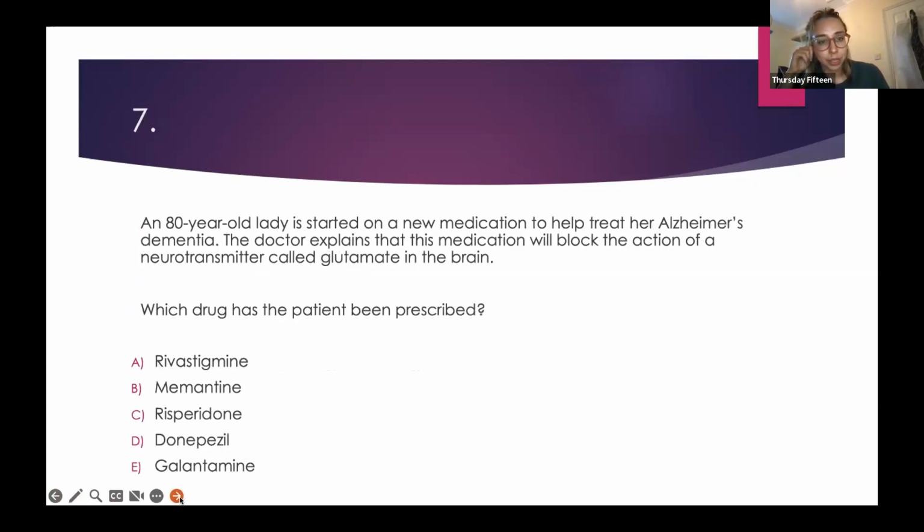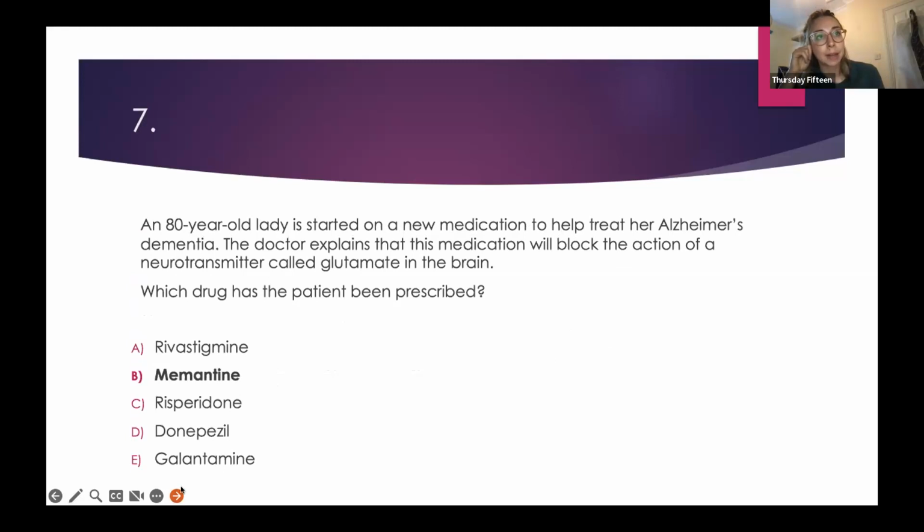And then for this question, this lady's been started on a medicine to treat her Alzheimer's that works by blocking the action of glutamate in the brain. So which drug is this? You guys went for B and D. So the correct answer is B.